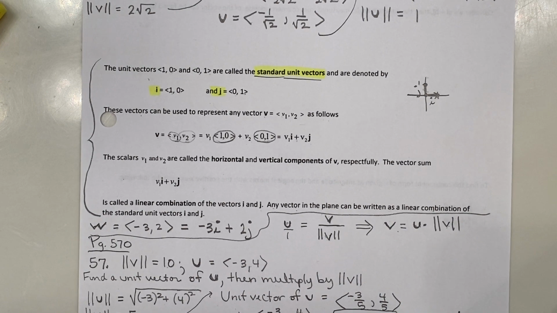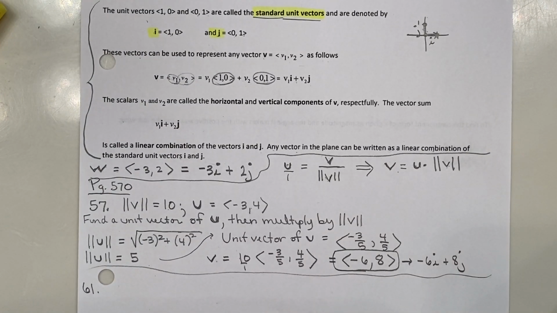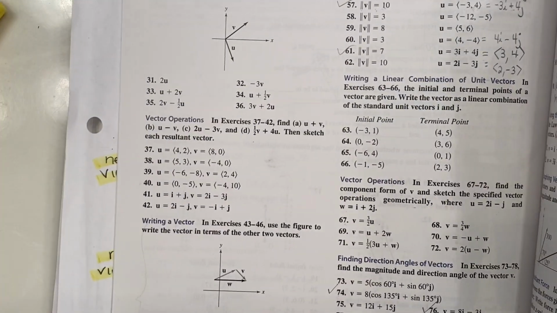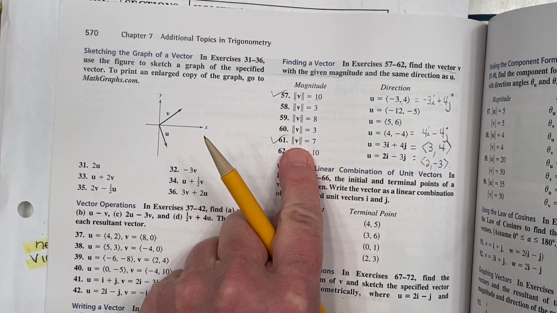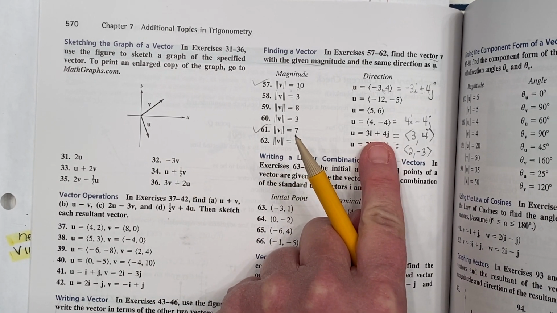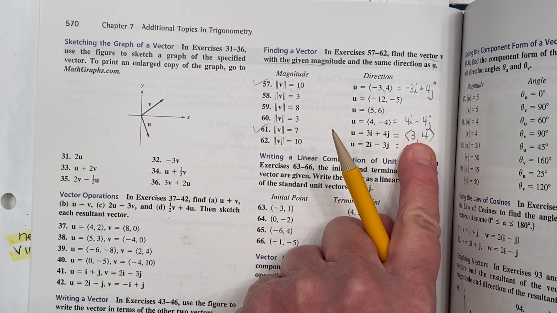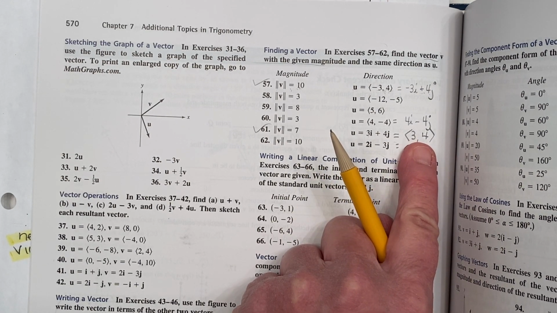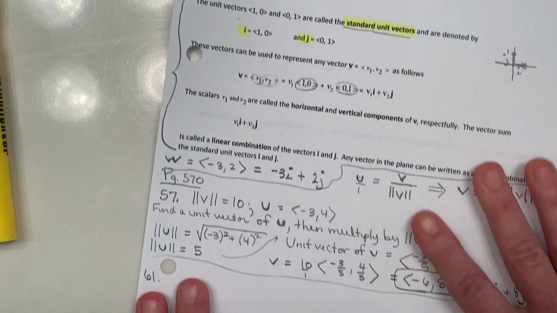All right. See if I can squeeze another one in here. 61. Let's see what 61 gives us. Where is 61? Here it is. Same directions. Okay, we got the magnitude. But now vector u is written in this linear combination form. But that's okay. I know its components are 3, 4. So that's probably how I'll record it. Less writing.